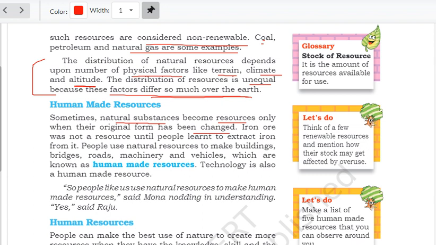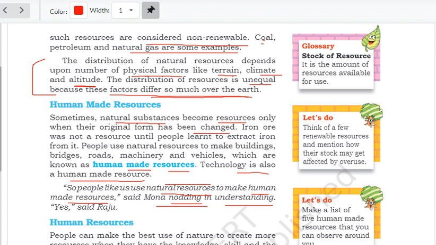People use natural resources to make buildings, bridges, roads, machinery, and vehicles, which are also known as human made resources. Roads, machinery, vehicles, these are human made resources. Technology is also a human made resource. So people like us use natural resources to make human made resources, said Mona, nodding in understanding.